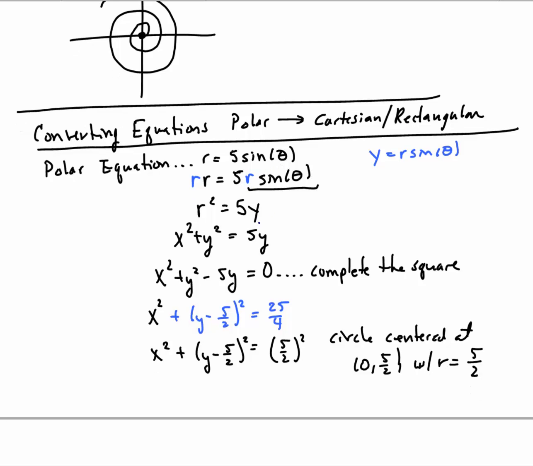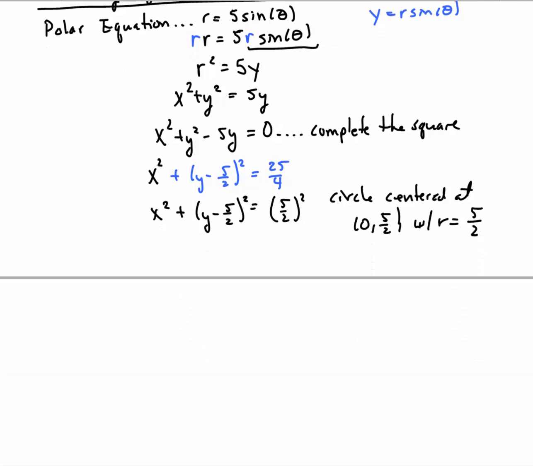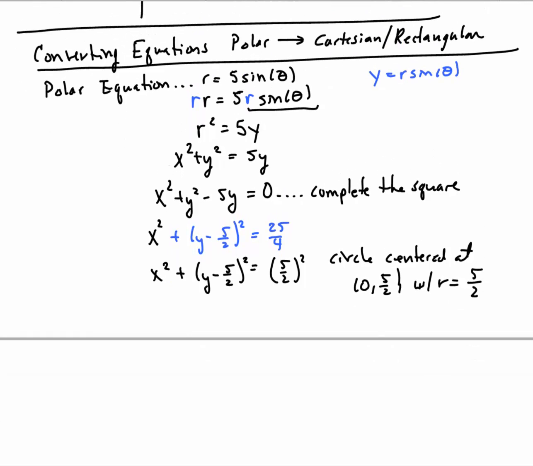Now polar equations can describe curves that are difficult to represent in the Cartesian or rectangular coordinate system. So to me, it's easier to look at this equation and say, oh, that's a circle, than it is to look at this equation, because we just haven't had as much experience with that.